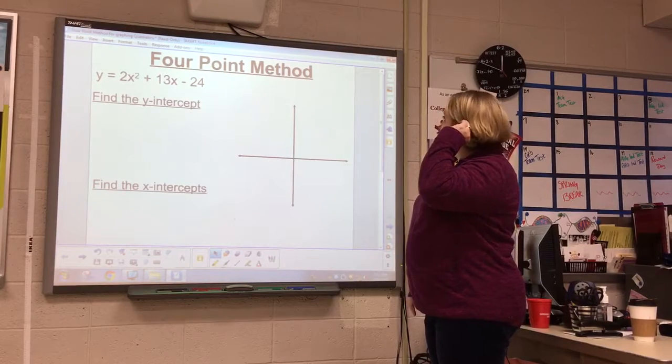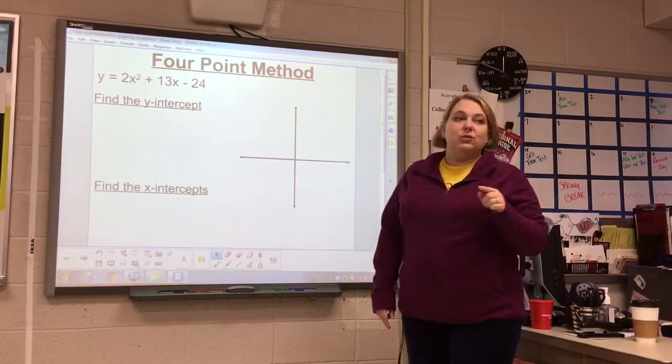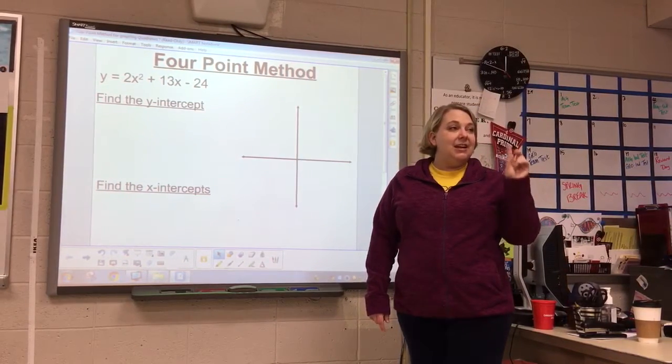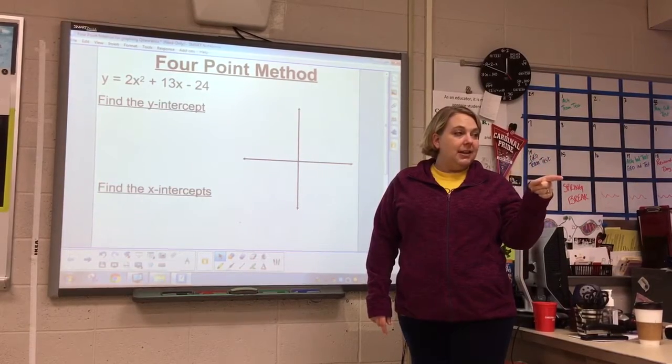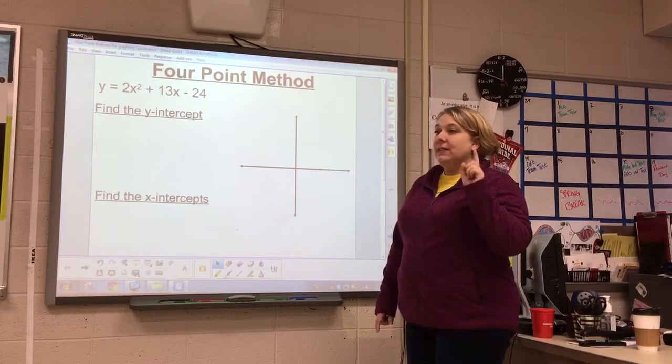All right, so we're going to do this method with y equals 2x squared plus 13x minus 24. Here's my other question for you. What form is that in? Is it standard, factored, or vertex? Standard. Awesome.